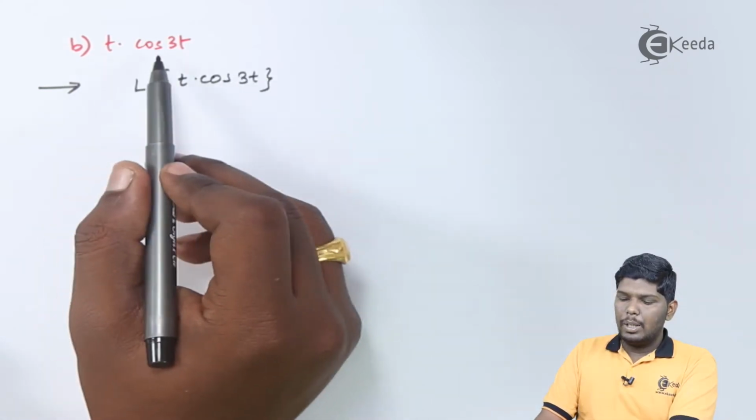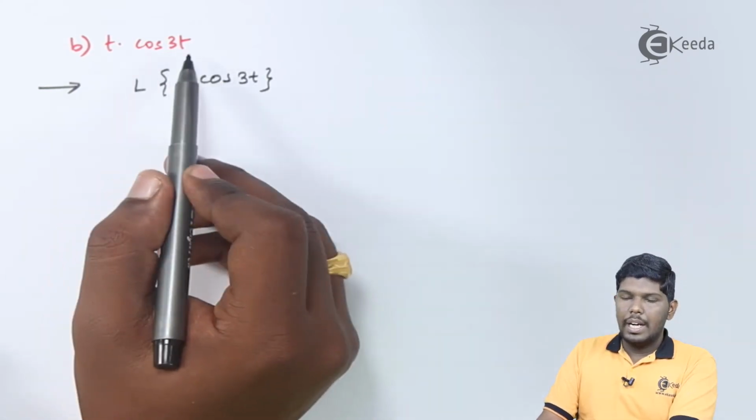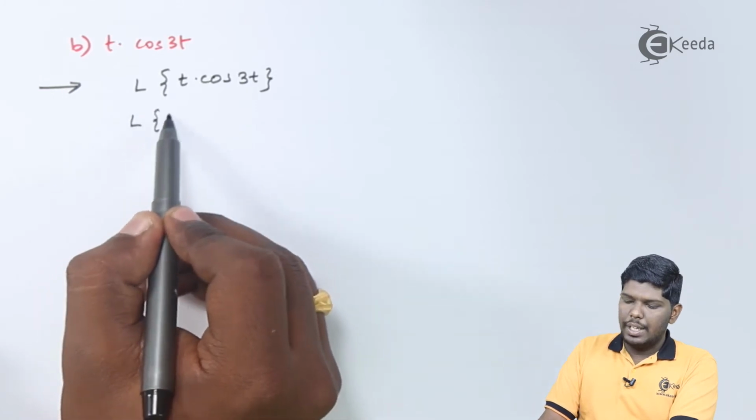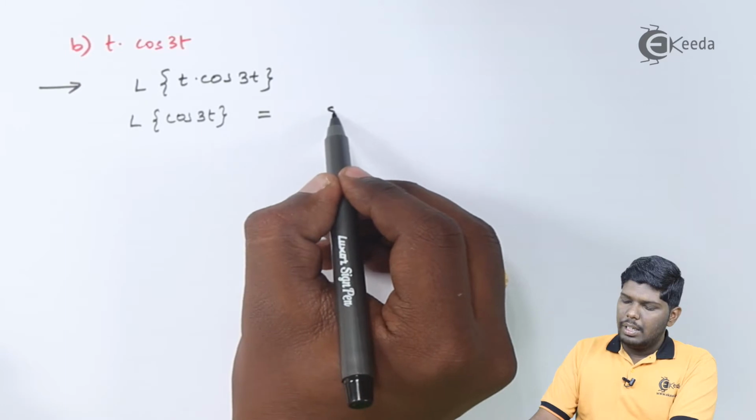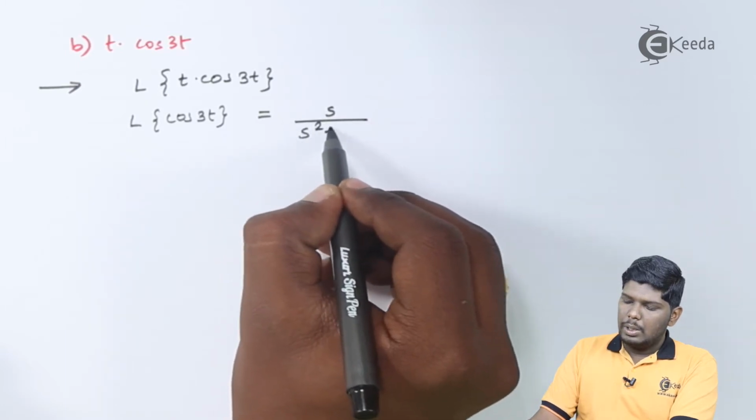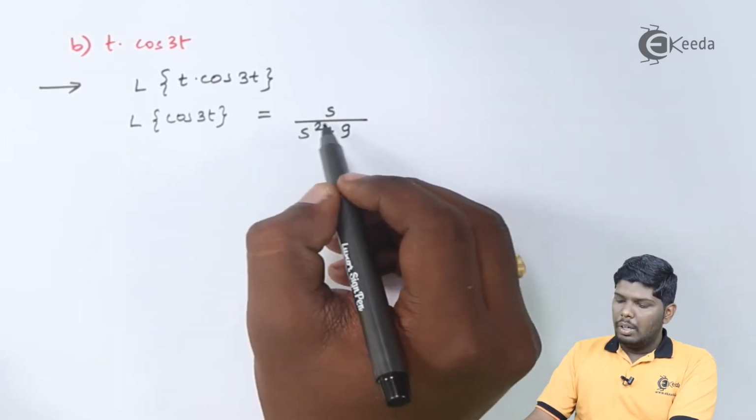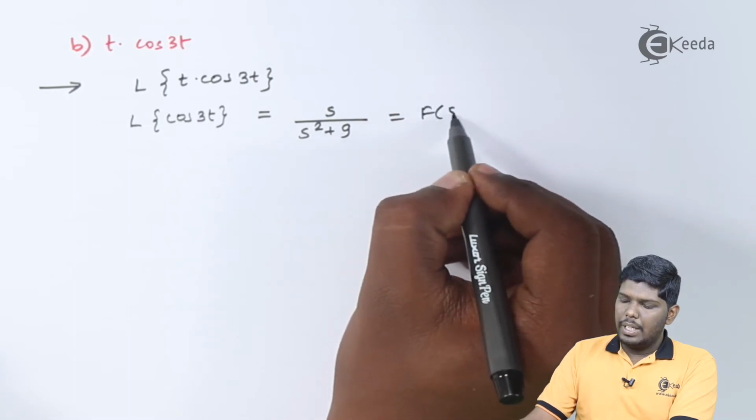Here we need to find Laplace of t into cos 3t. Now the standard Laplace of cos 3t, we know it is s upon s square plus 3 square, that is 9. Now let us consider this function as f of s.